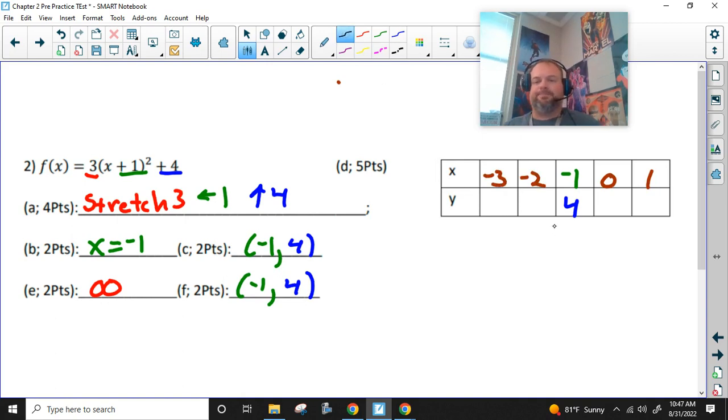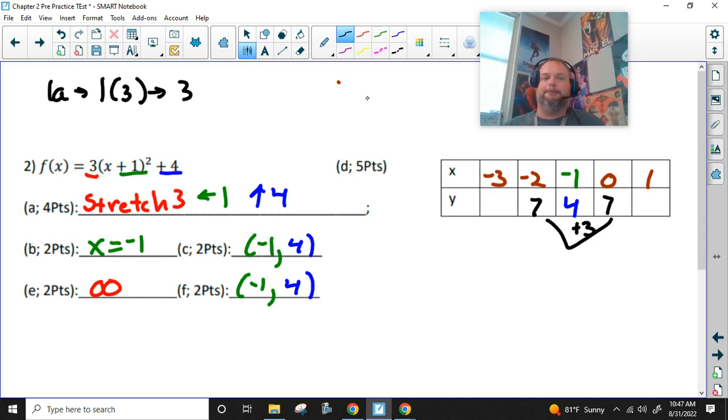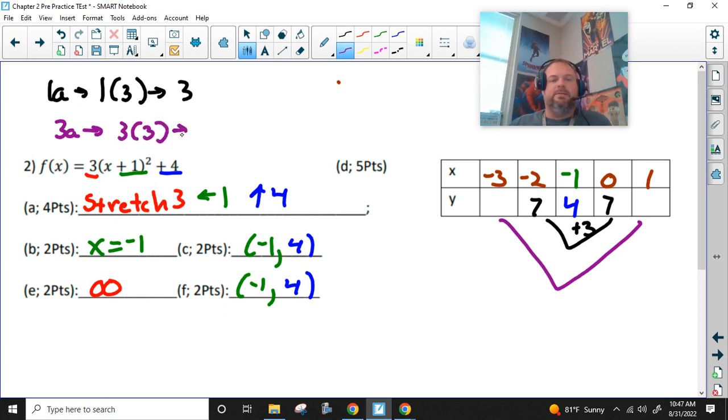All right. So this is 1A. Well, that's 1 times 3, which is 3. So 4 plus 3, 7. These are 3A. That's 3 times 3, which is 9. Yep.